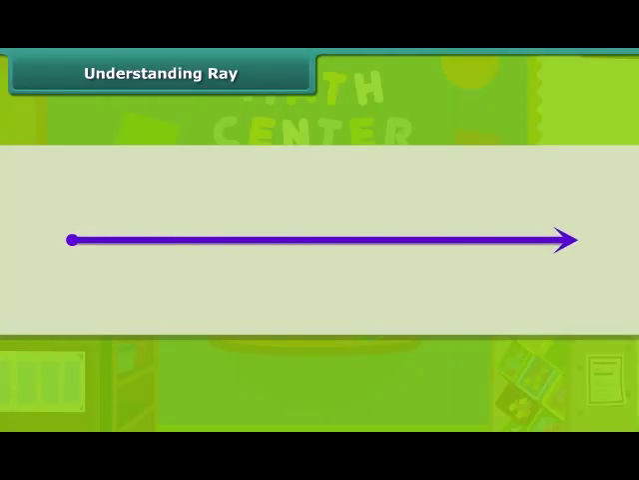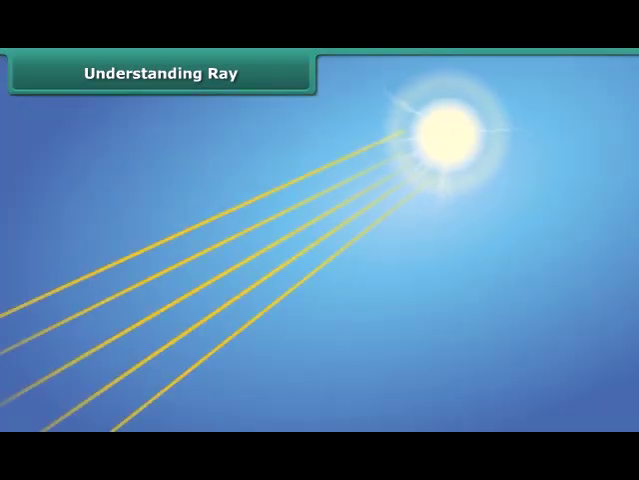We have learnt about a line segment. What if we keep one end point fixed and extend the other? Do we have any name for such figures? Yes, it is called a ray. You can consider this as sun rays.